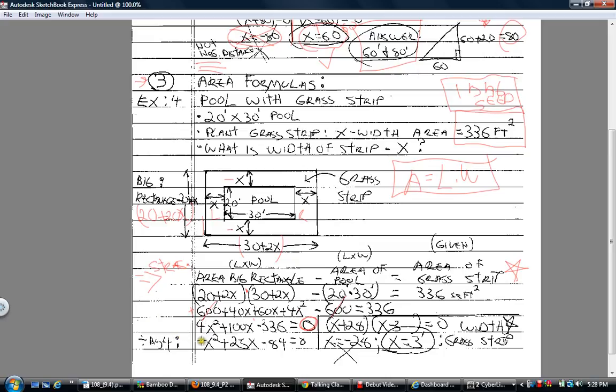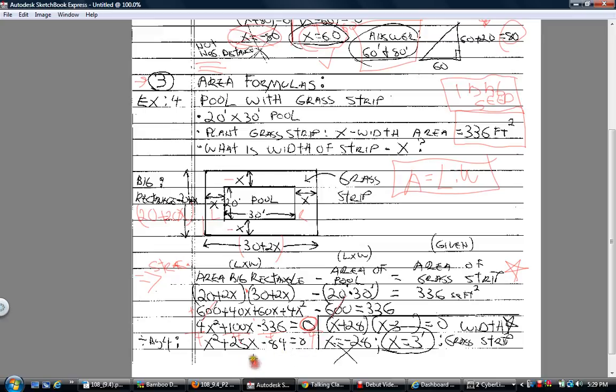Now from here, here's my magic. I see 4, 100, 336. I double check. Can I divide all terms throughout the equation by 4? Or I could pull out the GCF of 4. Doesn't matter. Bottom line, you resimplify your equation. I strongly recommend you do that, because now you got x squared plus 25x minus 84 equals 0.